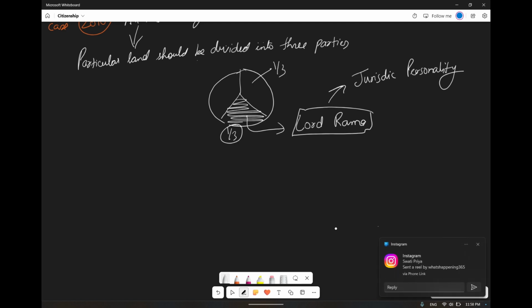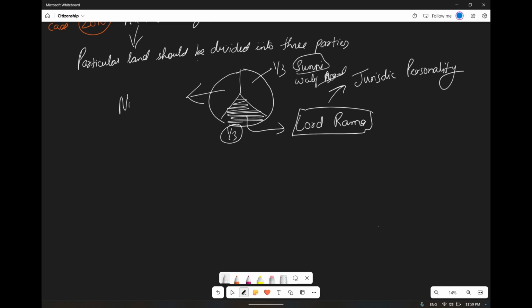This one-third was given to the Sunni group, that was the Sunni Waqf Board group of the Muslim religion. Okay, and one was given to Nirmohi Akhada. That judgment at that time was given. So at that time, Lord Rama is nowhere in the world. Actually, he is not a living being, a human being, currently living here. So now this Lord Ram will become a juristic personality.